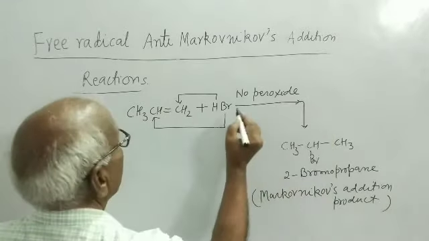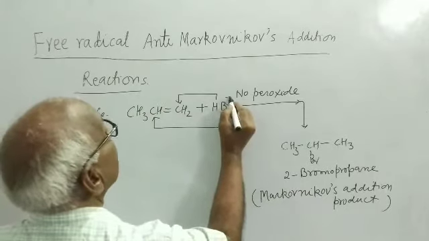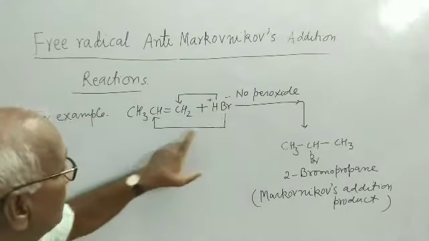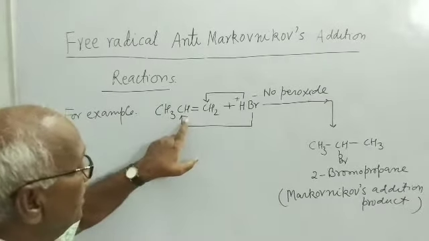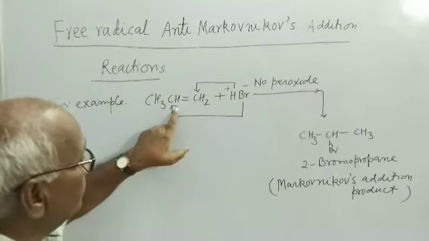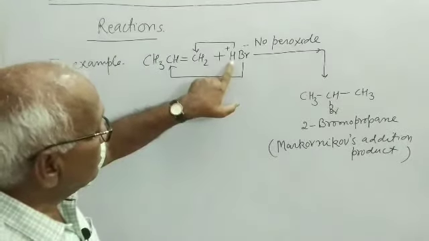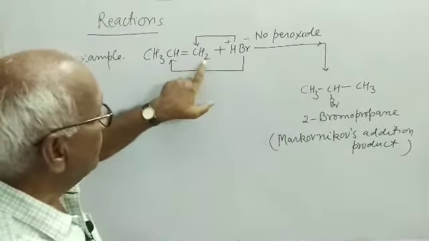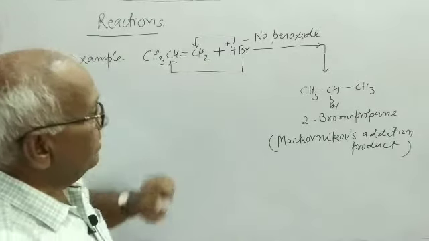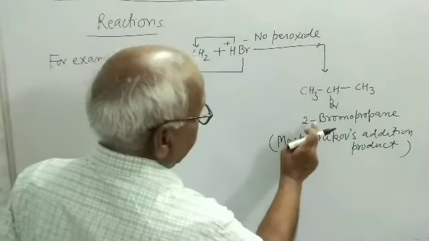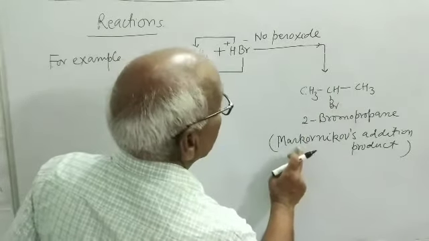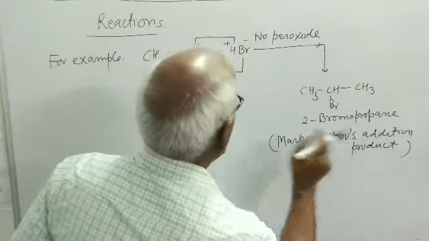That is negative part. This is negative part and this is the positive part. Negative part adds to that carbon atom which carries lesser number of hydrogen atom, and the positive part goes to that double bonded carbon atom which carries greater number of hydrogen atom. The addition product is 2-bromopropane. This product is named as Markovnikov's addition product.